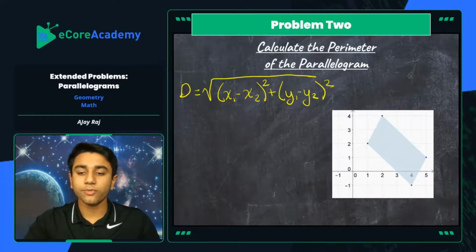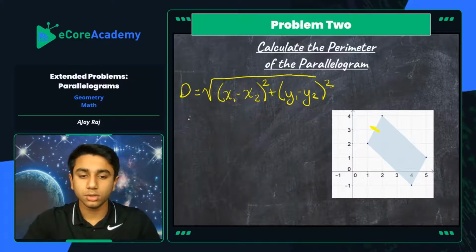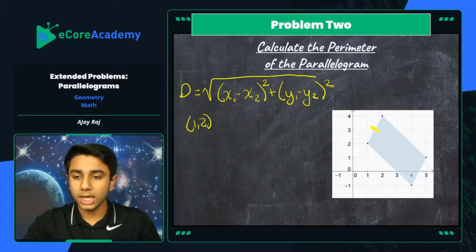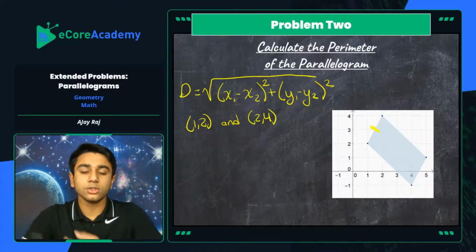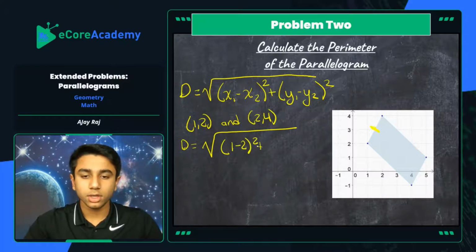So we're going to focus on this one side right here. Let me just mark this off. This is the first side that we're going to focus on. Let's derive those 2 points here. We see that we have 1, 2, and we have 2, 4. Those are our 2 points. All we have to do is plug it straight away into our distance formula. So we have d equals the square root of 1 minus 2 squared plus 2 minus 4 squared.